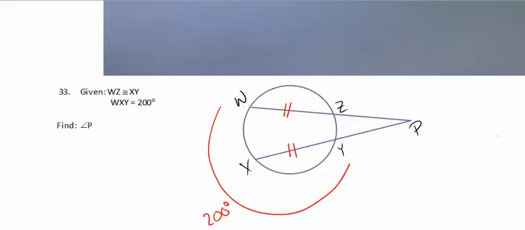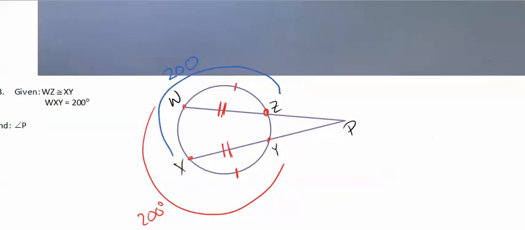Now, since these lines right here are chords of the circle, as well as secant lines, and since those are congruent, that tells you that the arcs are going to be congruent. And since those arcs are congruent and they share the same segment, we can also say that XWZ is also 200 degrees.